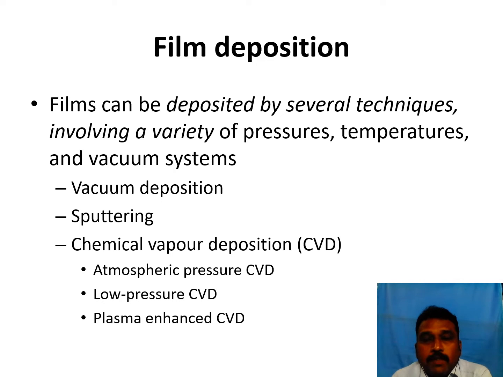So how were the films deposited? As I told in the very first slide, we are going for micro manufacturing. The size of the product will be in terms of microns. That is, it will not be visible to the naked eye. So these films can be deposited by several techniques, including a variety of pressures, temperatures, and vacuum systems. By using any one of these two or combining all these, that is vacuum deposition, sputtering, and then chemical vapor deposition. In that we have three types, that is atmospheric CVD, low pressure CVD, and then plasma enhanced CVD.